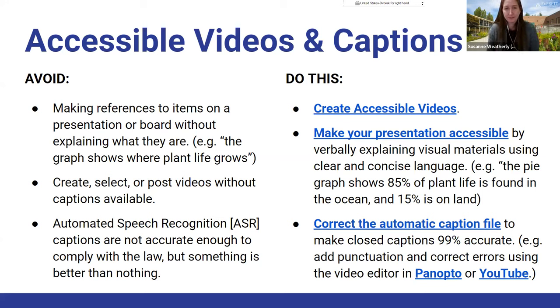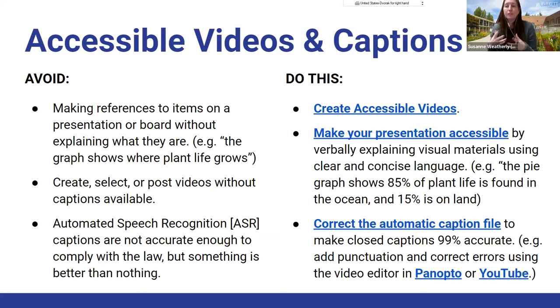Okay, so there's definitely some links in here that might be helpful about creating accessible videos and making your presentations accessible by verbally explaining that visual information using clear and concise language. And then lastly, correcting those automated caption files whenever possible to make sure that they are hopefully 99% accurate by adding punctuation or correcting any errors that might show up. And what I was about to say with Zoom specifically, because I know we all are hosting Zoom meetings of our own.